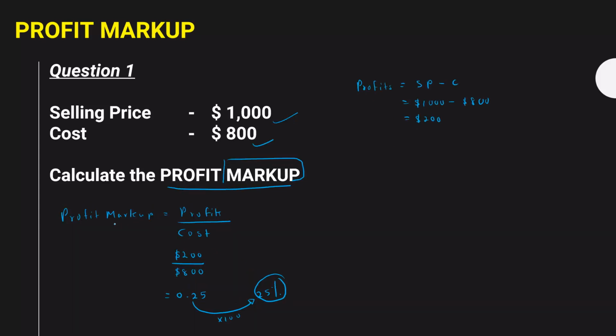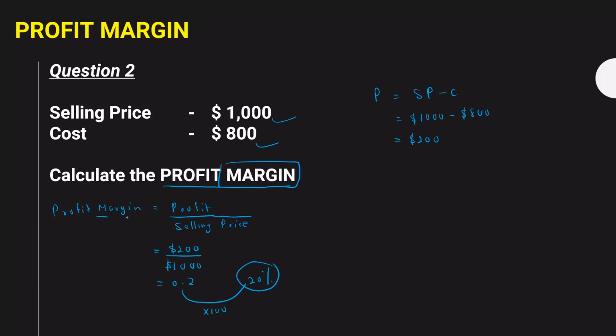So the first thing that you have to remember is the difference between profit markup and profit margin. When you are calculating the profit markup, profit should be divided by the cost. That is for markup. When you are calculating the profit margin, profit should be divided by the selling price.